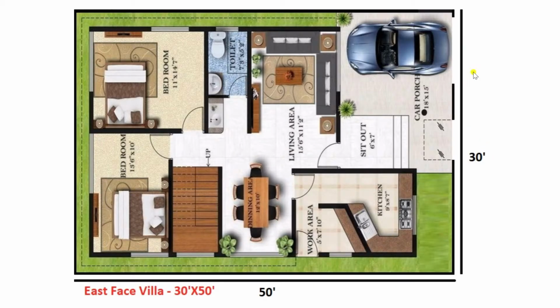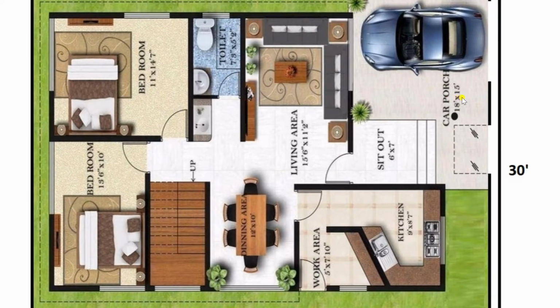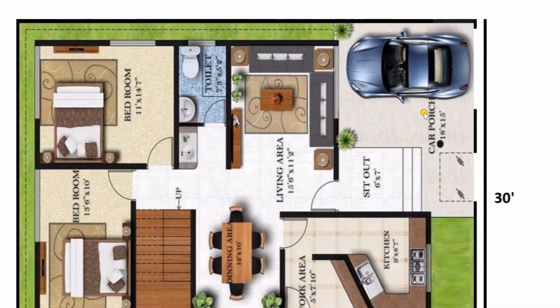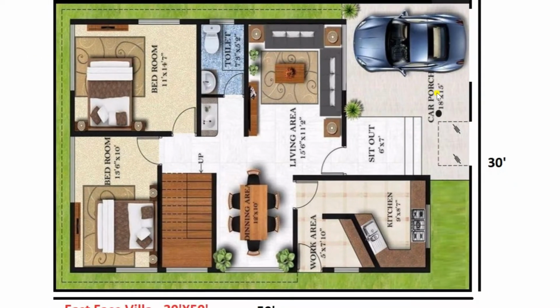Now let's move on to discuss the plan in detail. So here you can view, as I said, it is an east facing plan. As per Vastu we have designed this plan. So here this is a very lavish parking area of size 18 feet by 15 feet. Here you can park a car along with motor vehicles.